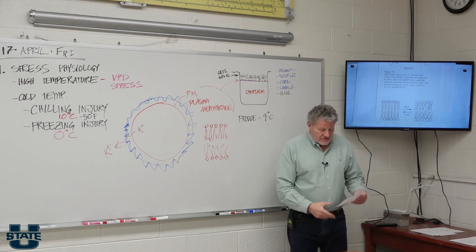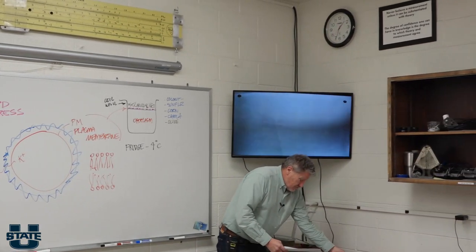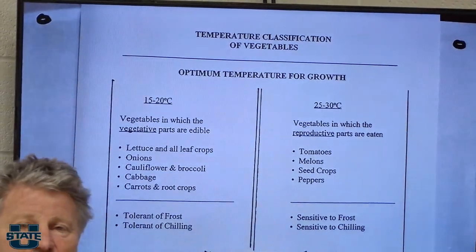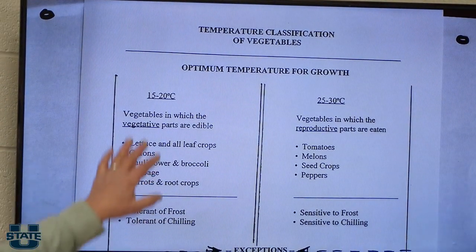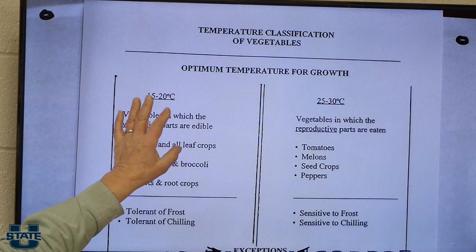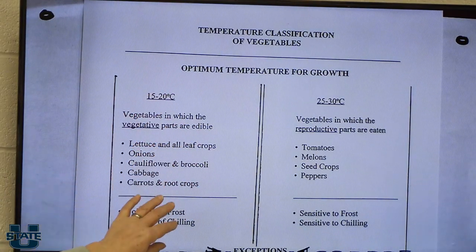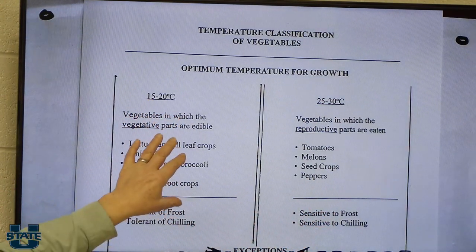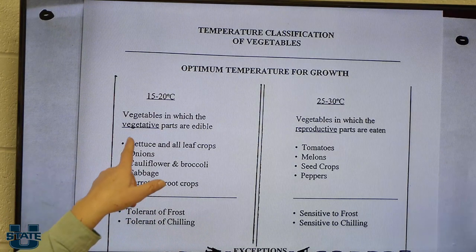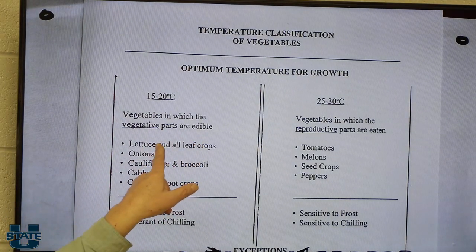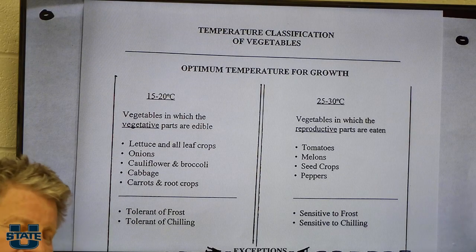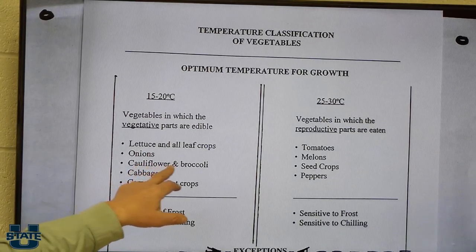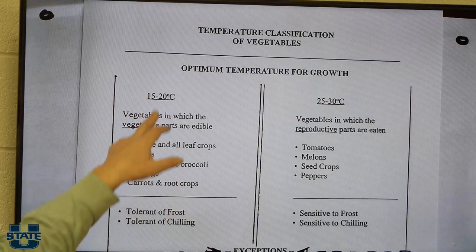Other crops are real sensitive. This, which I will send this whole thing by as a handout, is a classification of vegetable crops into optimum temperature for growth. First of all, we get cool season vegetables and warm season vegetables. The cool seasons are almost always crops where we eat the vegetative part of the plant. The leaves of lettuce, the roots of carrots and onions, cabbage, cauliflower, and broccoli. These are all cool temperature optimum plants.